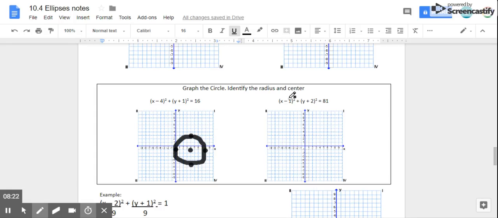Do the same thing over here. So this looks like negative 1 and positive 2, so you switch the signs. So you're going to graph it 1, negative 2, and then square root this number, so you're going to go up 3 in every direction. And then again, draw your circle.